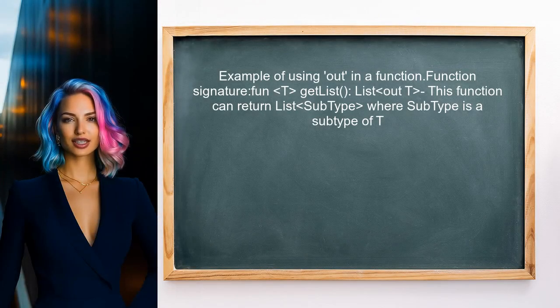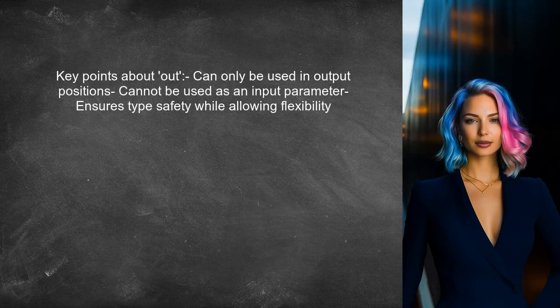If we have a function that returns a list of a specific type, using out allows that function to return a list of a subtype without any issues. Finally, it's important to remember that when using out, the type can only be used in output positions, meaning it can be returned but not consumed as an input.